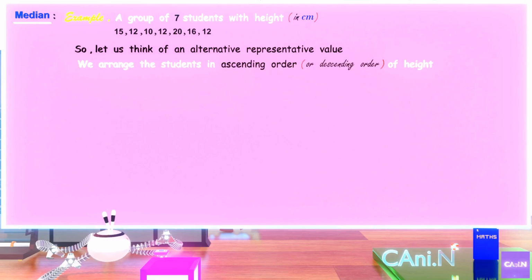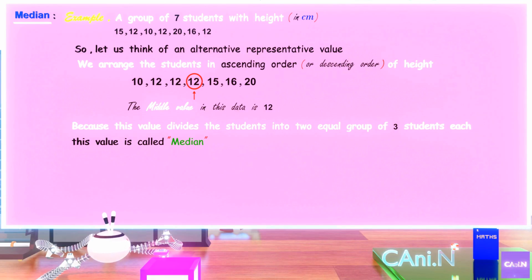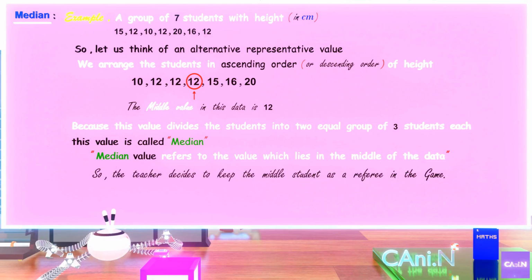Here, we arrange the students in ascending order or descending order of height. 10, 12, 12, 12, 15, 16, 20. The middle value in this data is 12. Because this value divides the students into 2 equal groups of 3 students each. This value is called median. Median value refers to the value which lies in the middle of the data. So, the teacher decides to keep the middle student as a referee in the game.